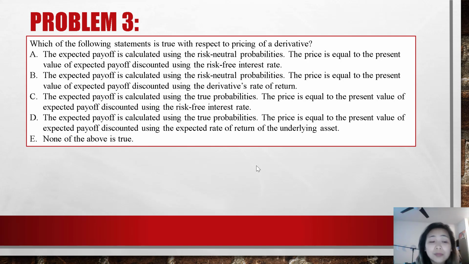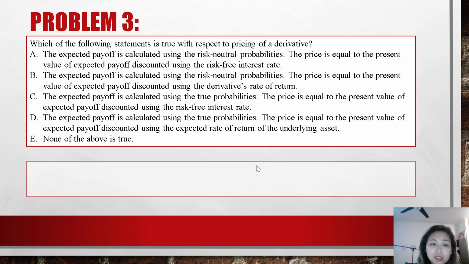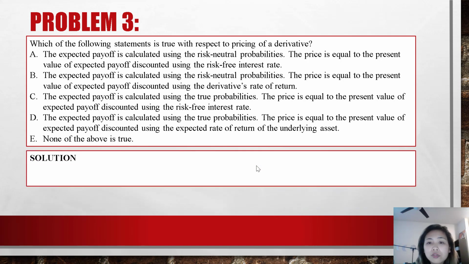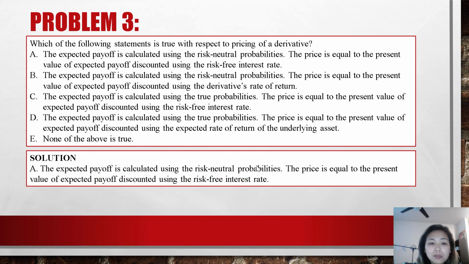So by the definition, the expected payoff is calculated using the risk neutral probability, and the price is equal to the present value of the expected payoff discounted using the risk-free interest rate. And the correct answer here is A. This is right at the definition of the risk neutral probabilities. So A. The expected payoff is calculated using the risk neutral probabilities. The price is equal to the present value of expected payoff discounted using the risk-free interest rate.